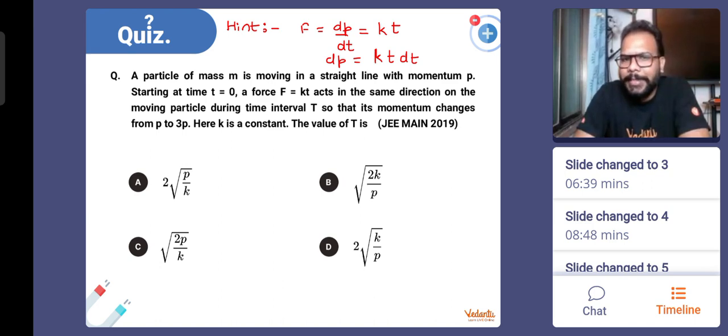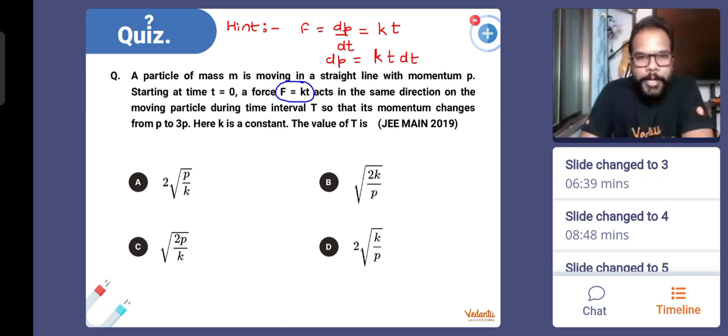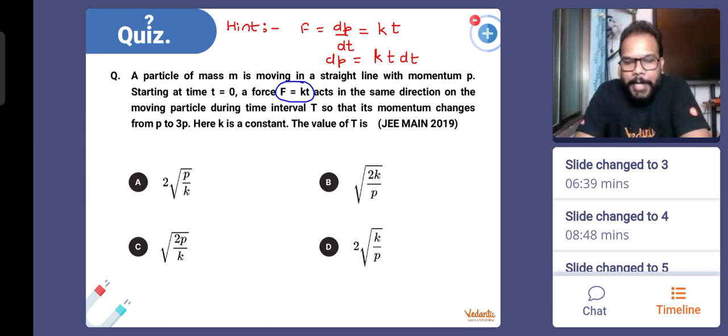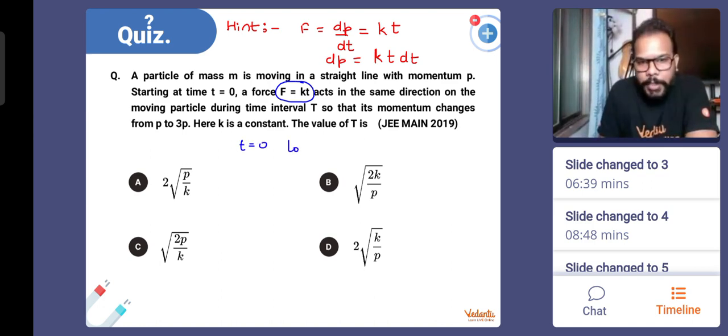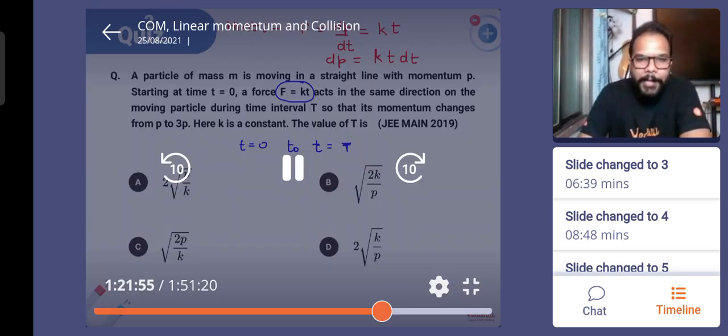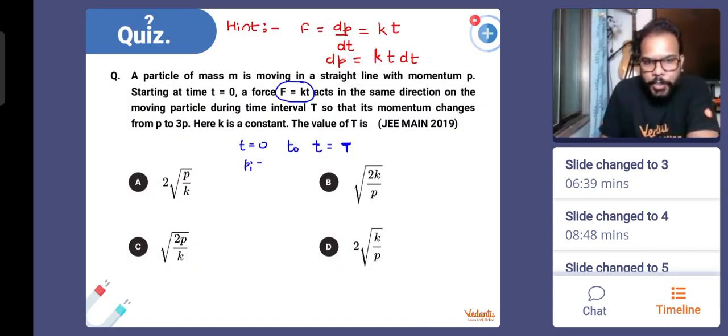A particle of mass m is moving in a straight line with momentum p, starting at time t equal to 0. A variable force is acting on the body, in the same direction as that of the momentum, and it acts for a time duration from t equal to 0 to t equal to capital T. The capital T has not been given a numerical value, so it's a variable time. The momentum changes from initial momentum p at t equal to 0 to final momentum 3p. The question is asking you to find the value of T.